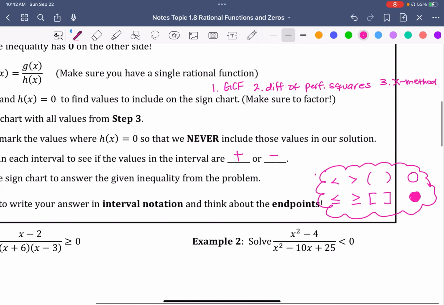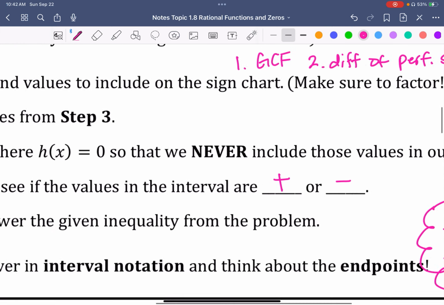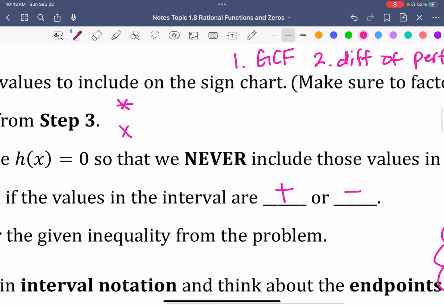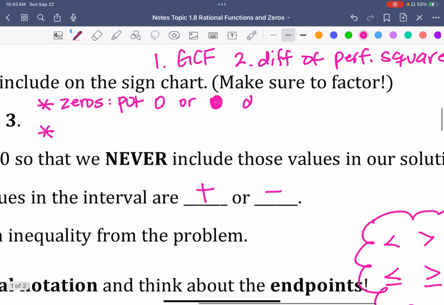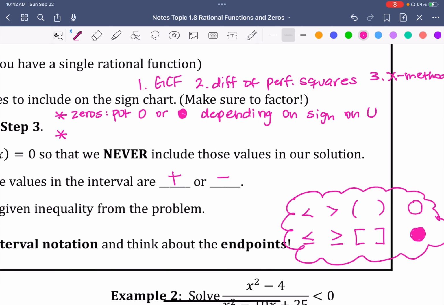So back to this step here where it said, make sure to mark the values where the denominator equals 0. I'm going to put 2 little notes there. Okay, so for the zeros, which are from the numerator, you're going to put either an open or a closed circle depending on the sign on the question. Okay, for the vertical asymptotes, you're always going to put an open circle. And these are the values from the denominator.